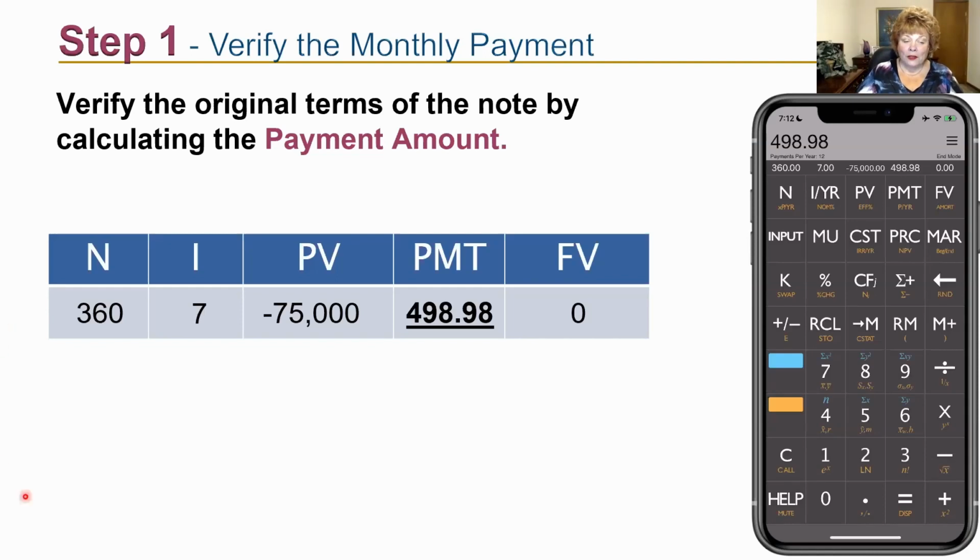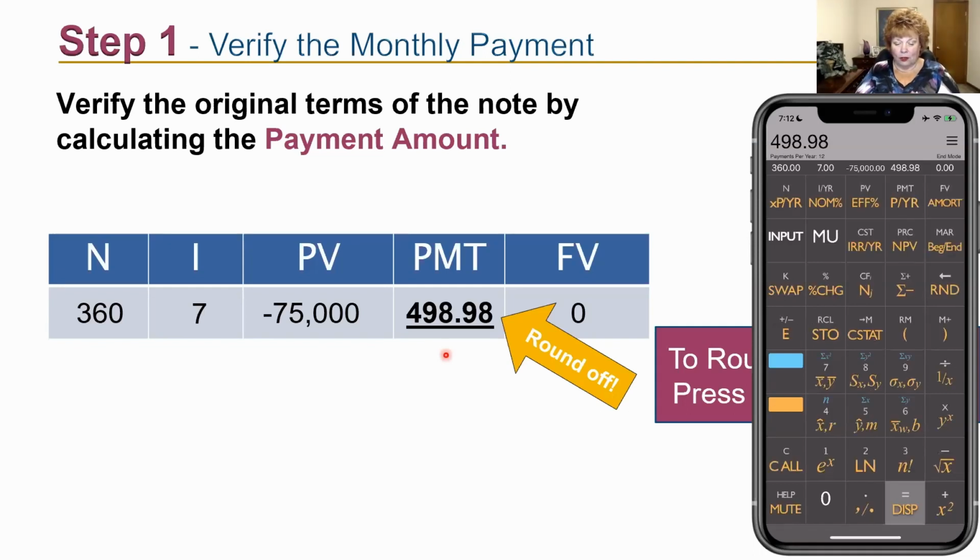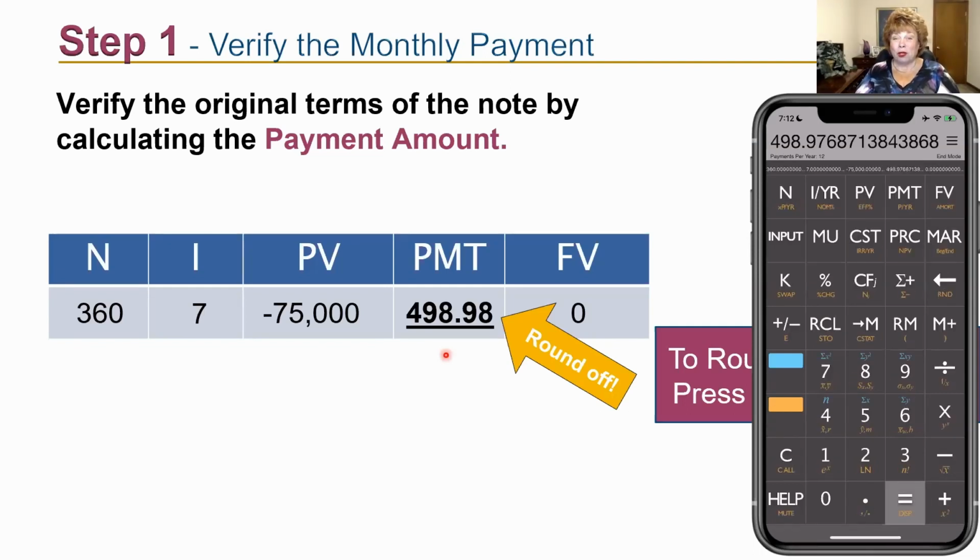And so this tells me, this is an important part, when we calculate the payment, even though you only see 2 decimals to the right of the decimal point, it's actually using a precision number. So if we looked at this and we did shift display equals, see, that's what it's really using. And so we want it to be the exact number.